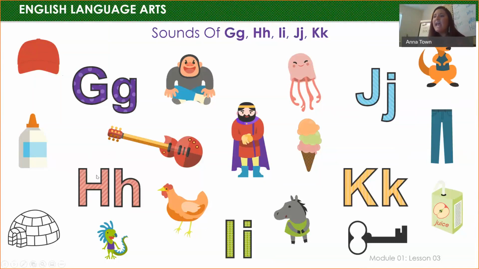Now we're going to move on to the H sound. This is the letter H, capital H, lowercase h. You open your mouth and you press air out. That is our H sound. Let me hear you. For H, we have hat, hen. Hat, hen.